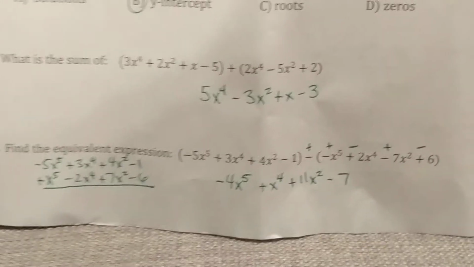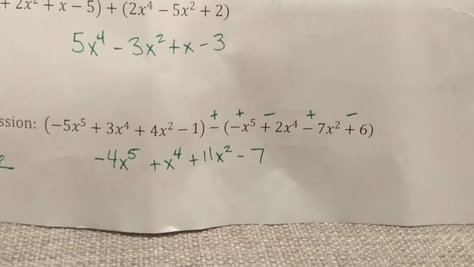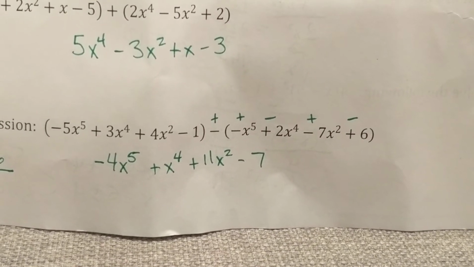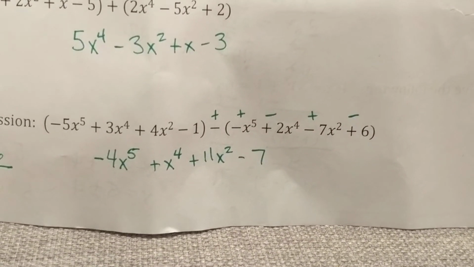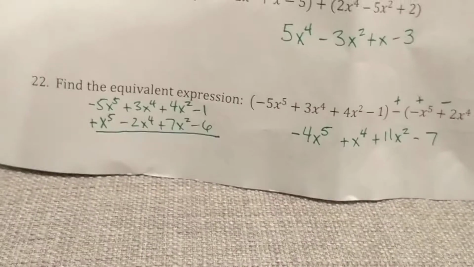22, we have a subtraction problem. Remember, we talked about if you do a subtraction, all you have to do is distribute that negative, and it changes the sign on everything. What you have to remember is to change the sign on that negative x to the fifth, which becomes a positive. So what I did was change all the signs, and I wrote them up under each other so I can just add going straight down.